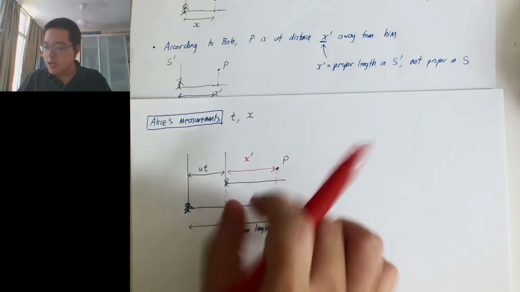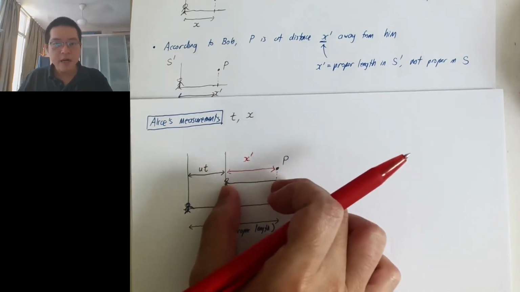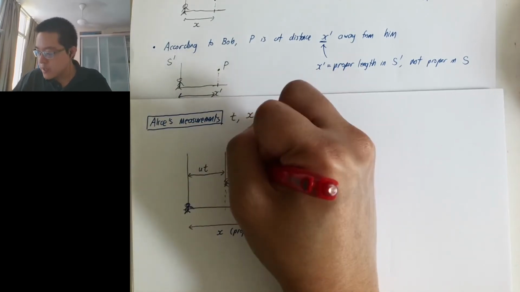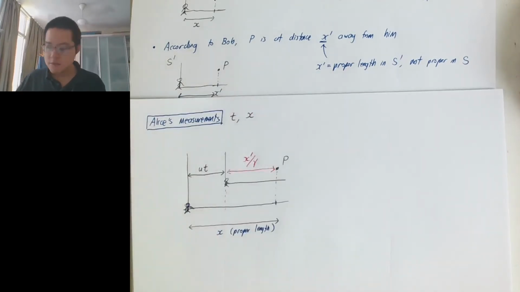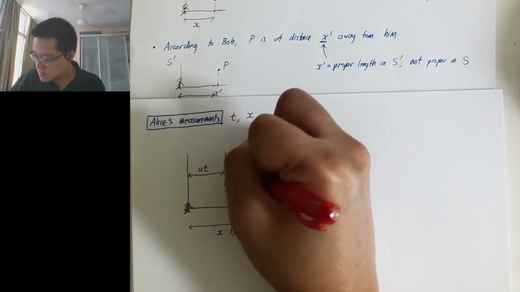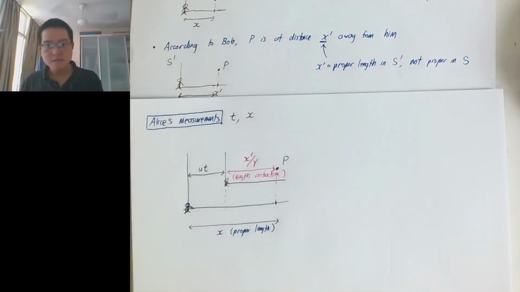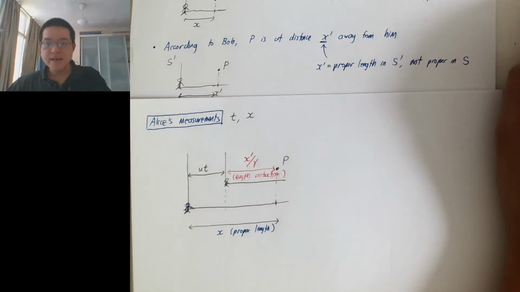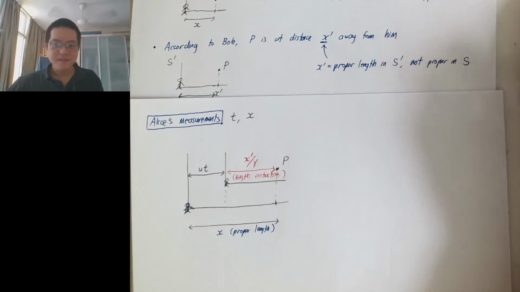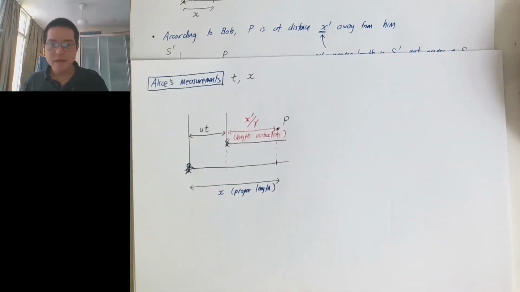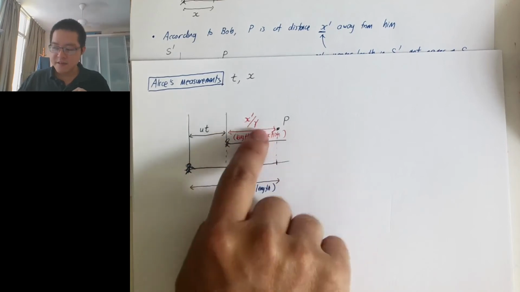We are talking about Alice. According to Alice, how far is this interval? How far is this length? It is x prime over gamma, length contraction. Do you agree? So the x prime must be divided by gamma. That's the length contraction. Okay, so that is the new thing.